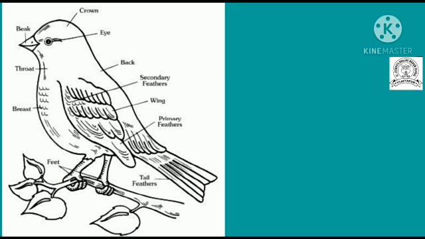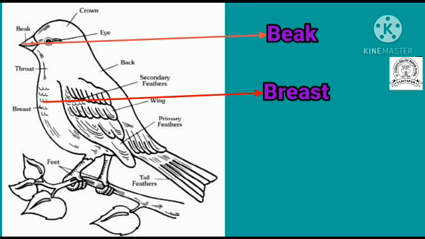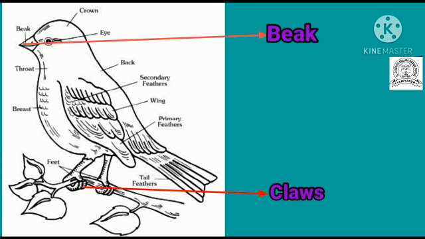Now, children, beak first of all. Beak is a type of mouth in which the jaws are converted into a beak. Beak means converted jaws. Then the next one is the abdomen. The abdomen means the belly. The next one is the breast, the area over the belly and under the throat. Below the throat, it is the breast.